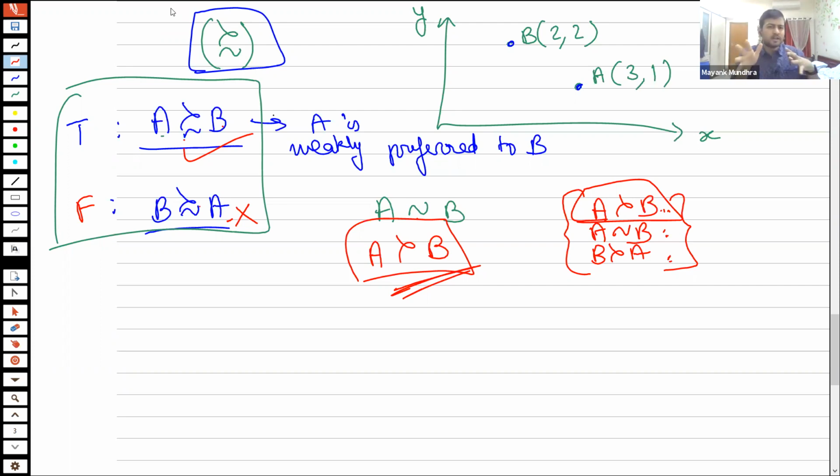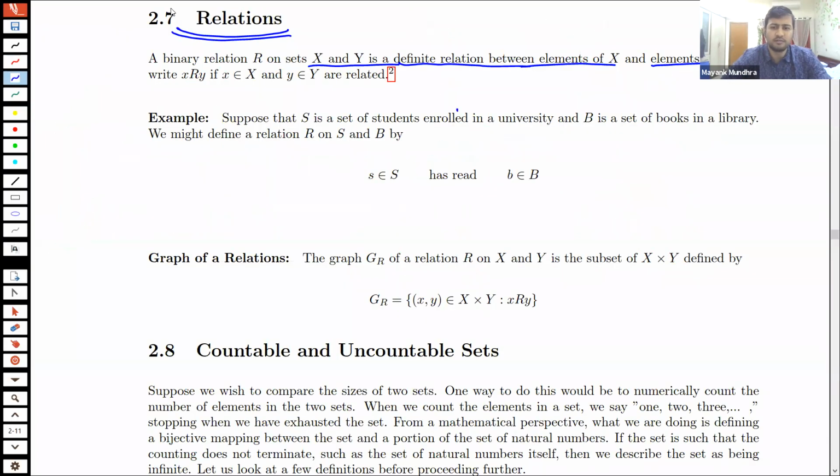So I will not delve much into this relationship bit because that is not in our syllabus. I just like to talk about it because we have preferences and they are binary relations. So I want you guys to know what relationships are. But beyond that, as far as the scope of the exam is concerned, it is not something we need to worry about.